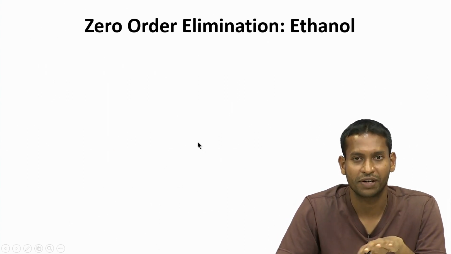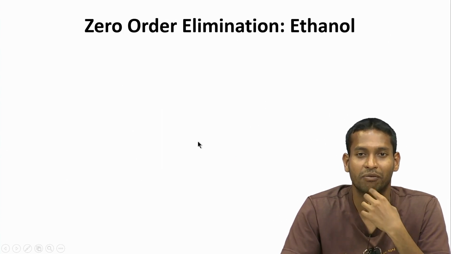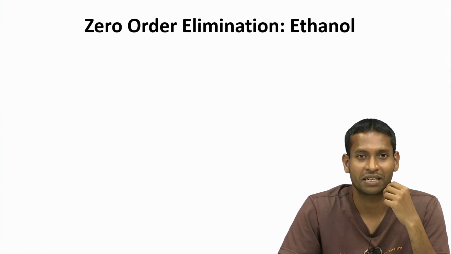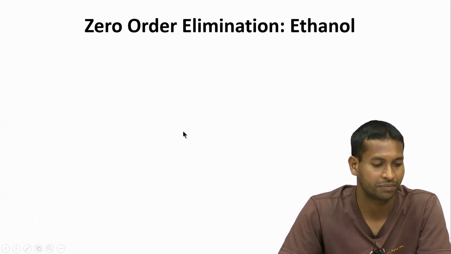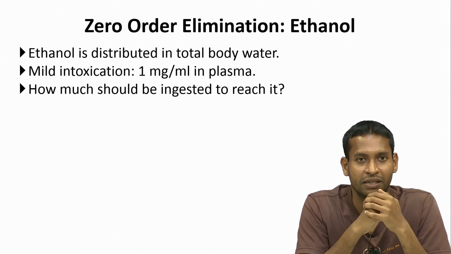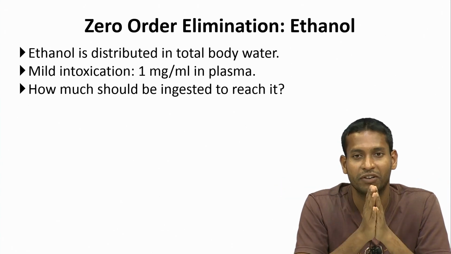So that is for the first order, and we will come back to it. Let us talk about an example. In this case we will take a very popular example, especially among young adults, which is a zero order elimination of ethanol. Ethanol, when we consume it, is typically distributed in the total body water, so not only in the plasma but everywhere in the body wherever the fluid is.